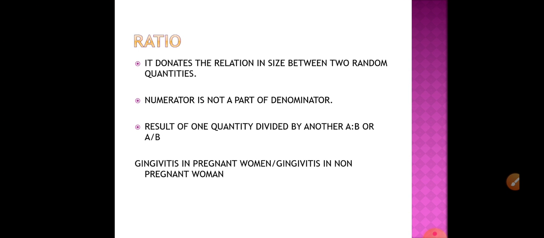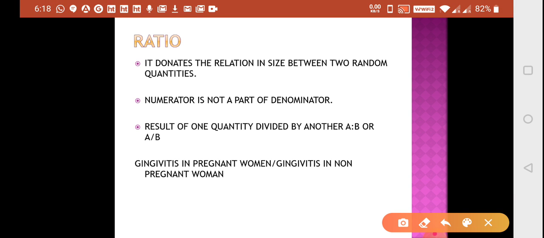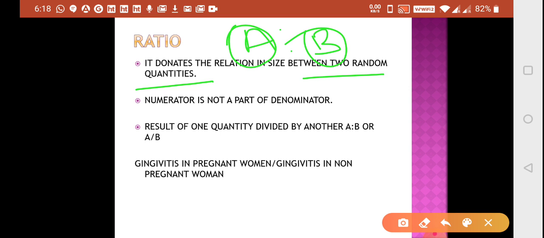Next is ratio, which is basically the relationship between two random quantities. Means A to B. Numerator is not a part of denominator. This thing should be clear. Like numerator is not a part of denominator. It is the result of one quantity divided by another quantity. Means they both are not of the same unit, neither A nor B.